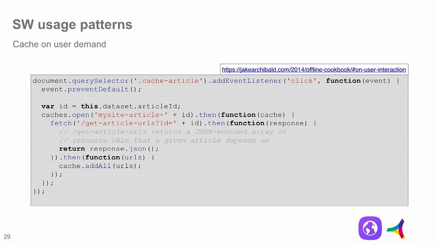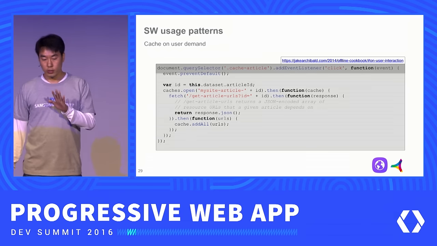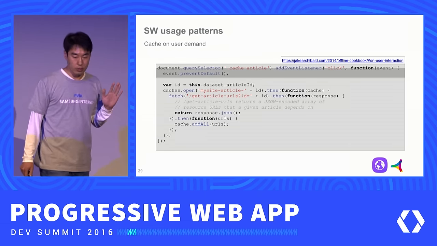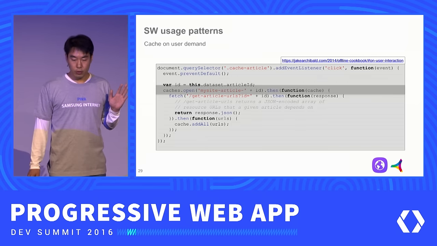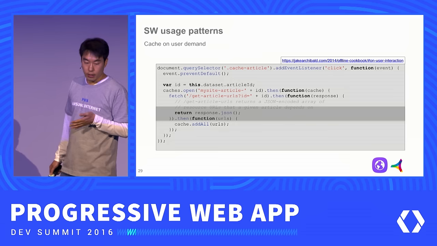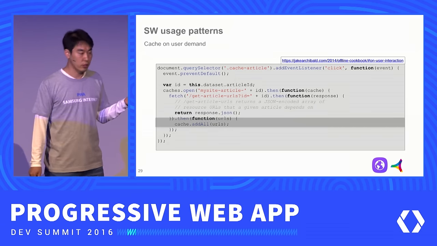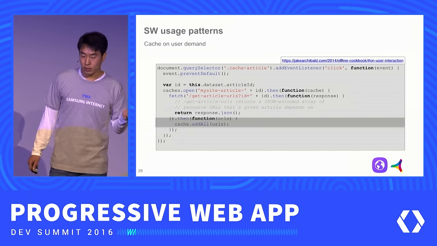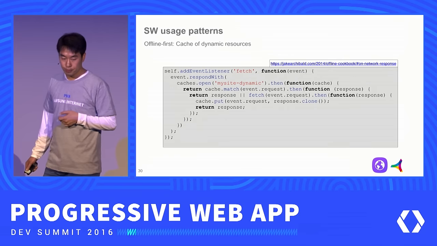And this is another use case, cache on user demand. This is the case you have seen in the offline wiki demo. It just starts from the user interaction. When the user clicks on some element, we preventDefault the click event, then open up the cache, fetch the dynamic contents, and add those resources to the cache. So it starts from the page, not even from the service worker.